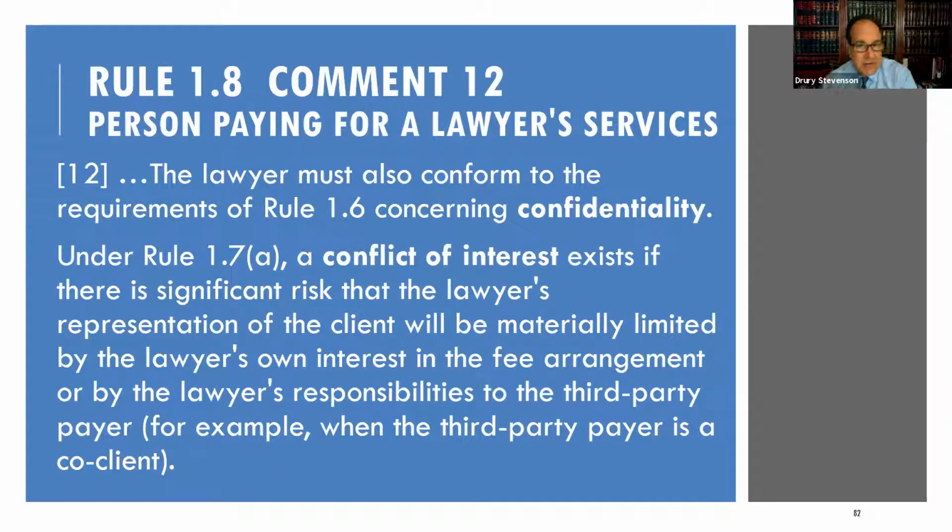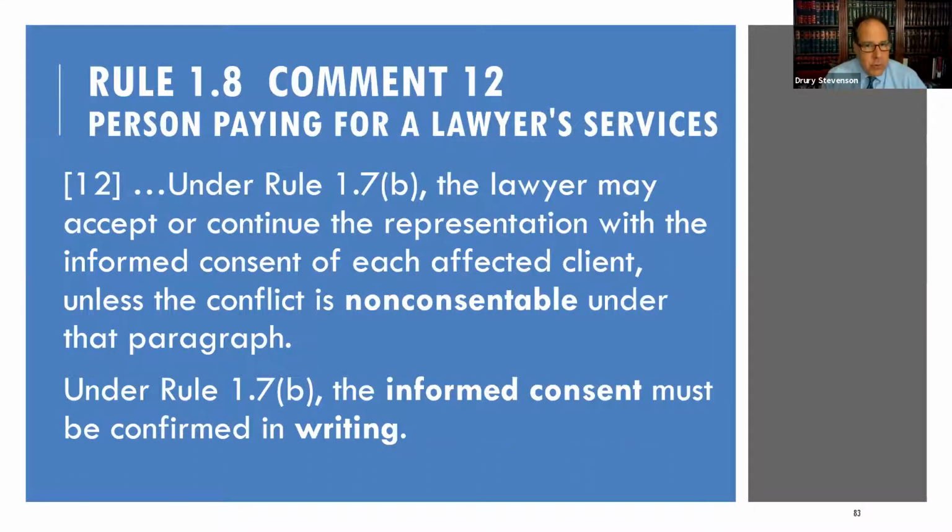Under Rule 1.7(a), a conflict of interest exists if there's a significant risk that the lawyer's representation of the client will be materially limited by the lawyer's own interests in the fee arrangement or by the lawyer's responsibility to the third-party payer, for example, when the third-party payer is a client. And by the way, I see payor spelled with ER, as the ABA is now using. If you see older work, the archaic spelling, which sometimes you might see in my slides, has OR. Under 1.7(b), the lawyer may accept or continue the representation with the informed consent of each affected client, unless the conflict is non-consentable. And this has to be in writing.